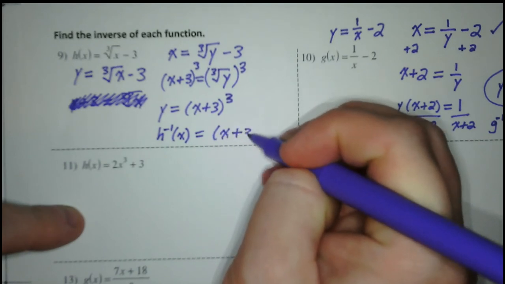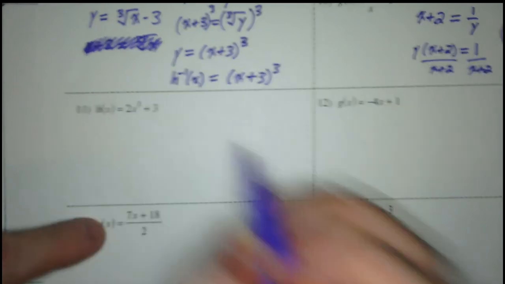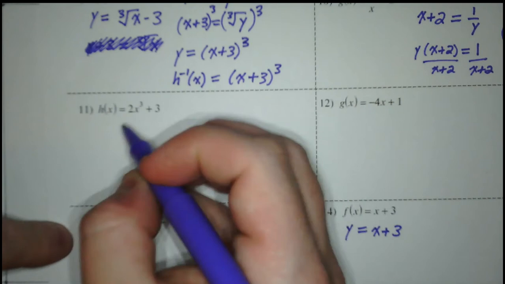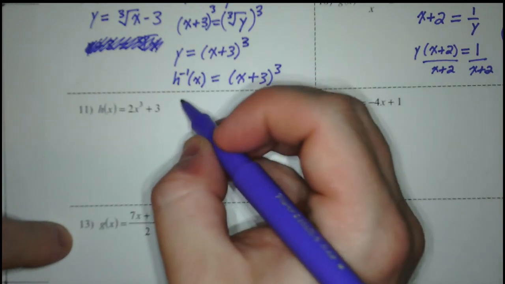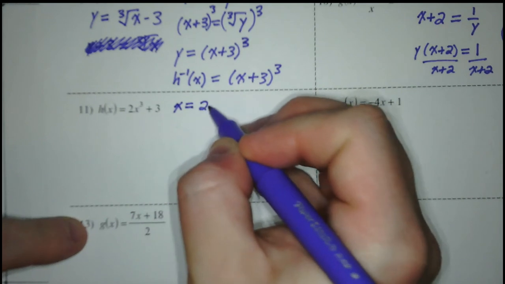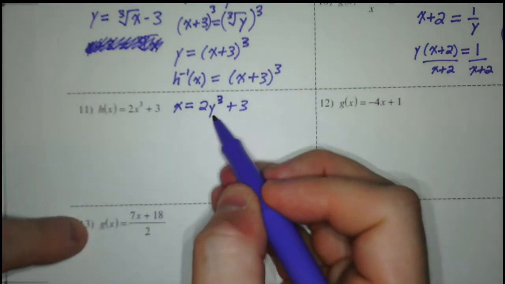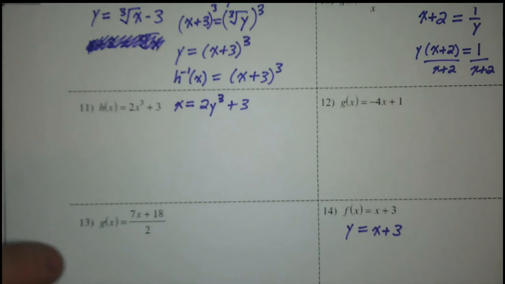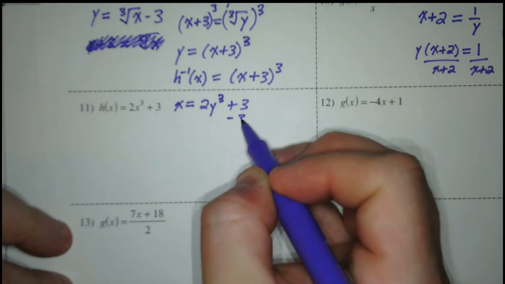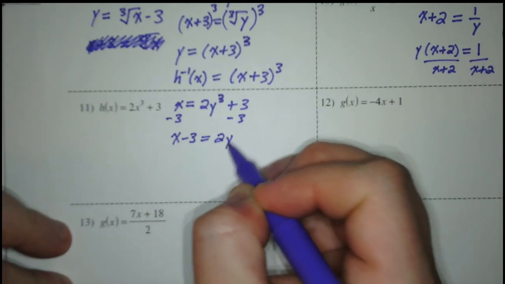Okay, number 11. Once again, this would start off as y equals 2x cubed plus 3. And so to switch x and y, that would be x equals 2 times y to the third power plus 3. And now, once x and y trade places, that's what inverse is all about, you would resolve for y. So I would subtract 3 to the other side, and so I have x minus 3 equals 2y cubed.